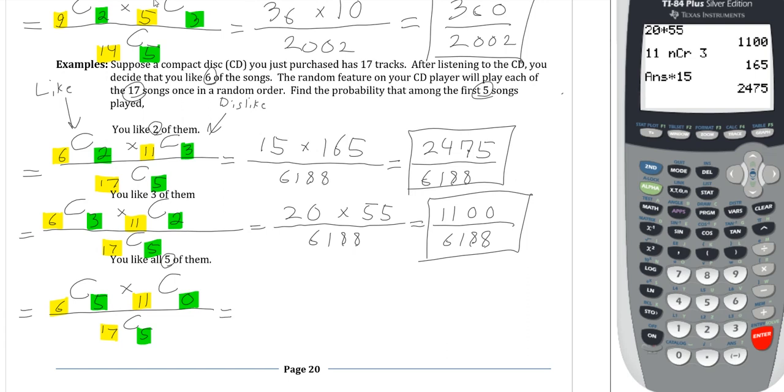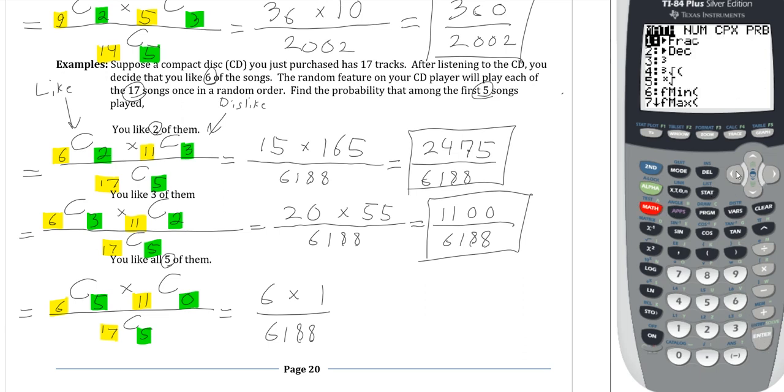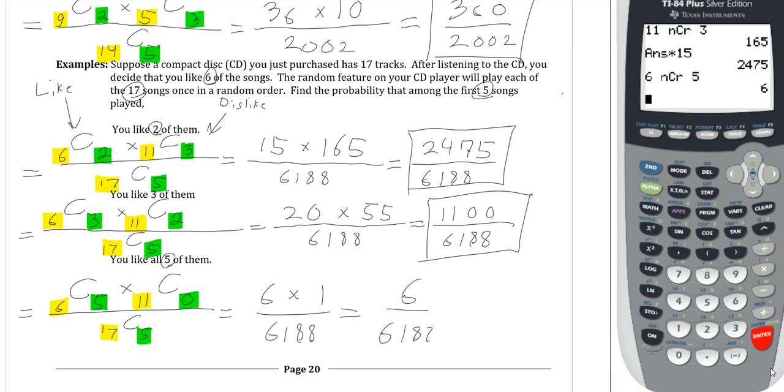Solve for these. If you do 6 choose 5, you will get an answer of 6. And if you do 11 choose 0, you'll get an answer of 1 over our familiar number of 6,188. But let's check that. We already know anything choose 0 is 1. We've done a few of those. But 6 choose 5 should give you 6. So we get 6 out of 6,188.